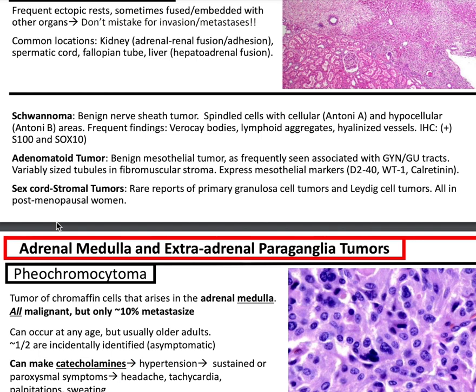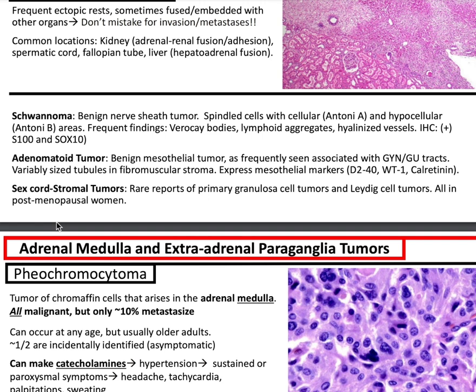Other entities include schwannoma, which is a benign nerve sheath tumor. You'll have spindled cells with cellular Antoni A and hypocellular Antoni B areas. Frequently, you'll see Verocay bodies, lymphoid aggregates, hyalinized vessels, and it'll stain positive for S100 and SOX10.